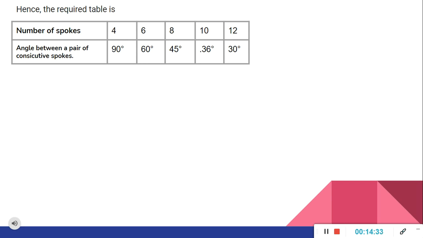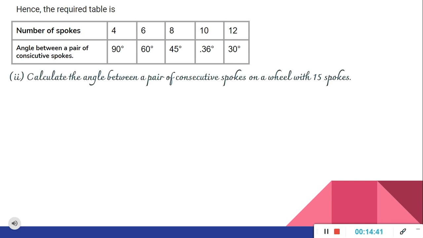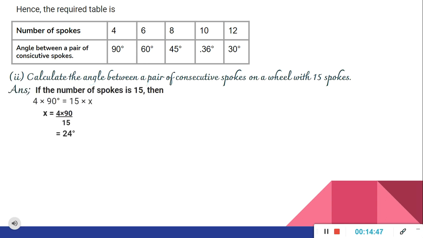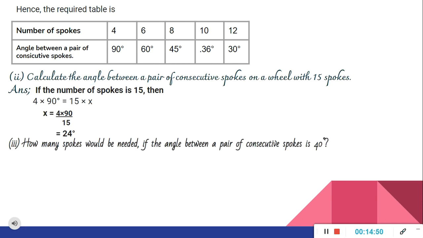So what is the second question? If the number of spokes is 15, then what would be the angle? So 4 into 90 is equal to 15 into x. So x is equal to 4 into 90 upon 15, that is equal to 24 degrees. If 15 spokes are there, then the angle between the spokes will be 24 degrees.